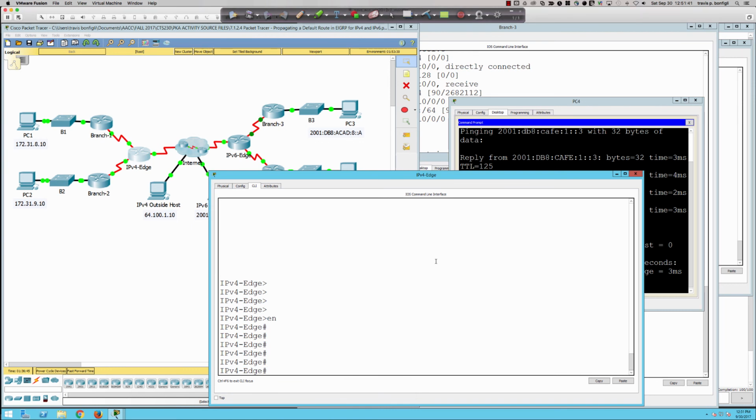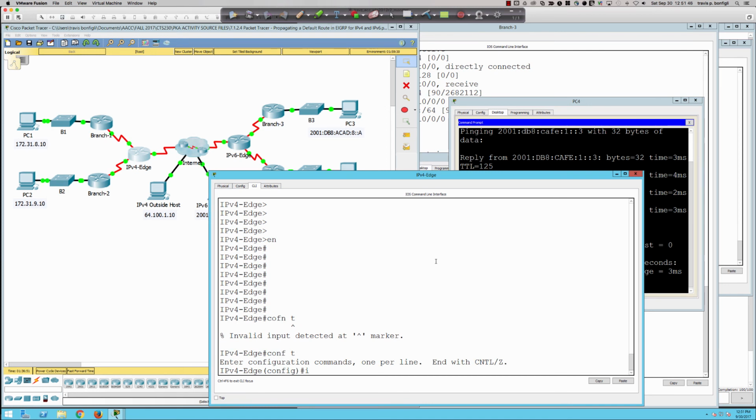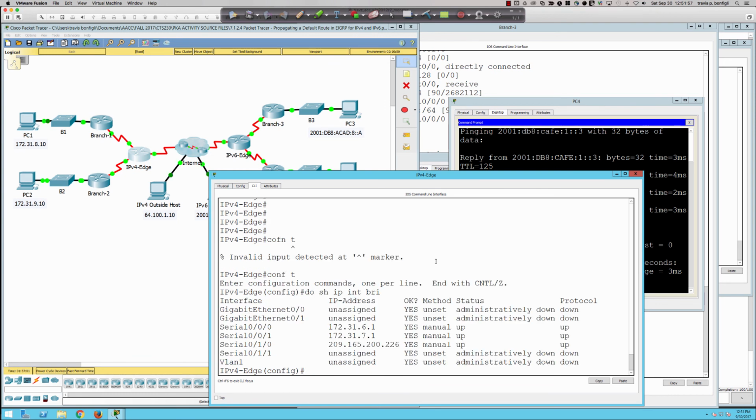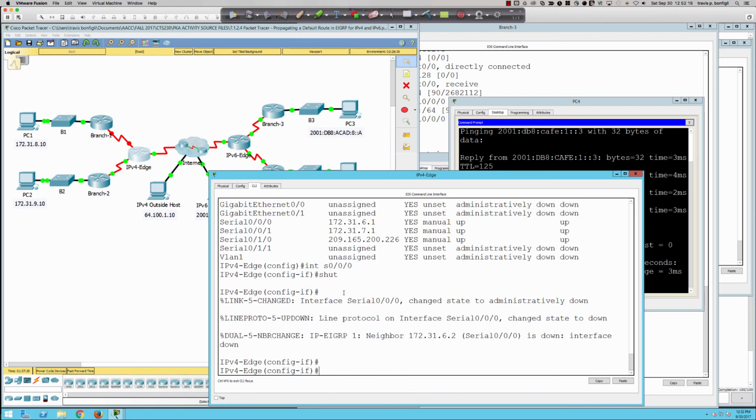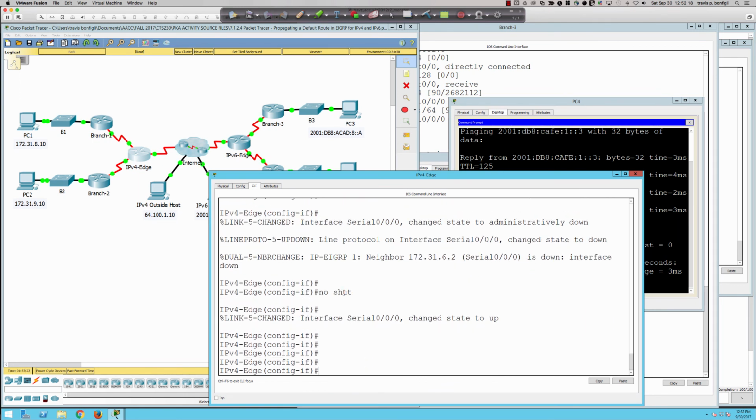I could come here to the IPv4 edge router, go into global config with configure terminal and go under the interface. Remember, we're doing summarization here. I could go under the interface, which is, I don't know, do show IP interface brief. What interface is that going to be? I'm on the IPv4 edge, and the branch is going to be, I'm assuming, serial 0/0/0. Let me do this. Interface serial 0/0/0, shut. Yeah, it's that one there. Okay, so no shut. So we'll bring that interface back up.